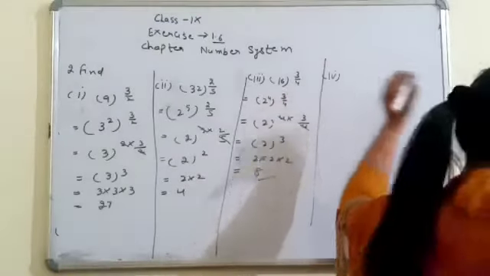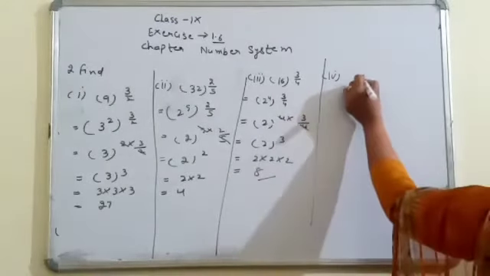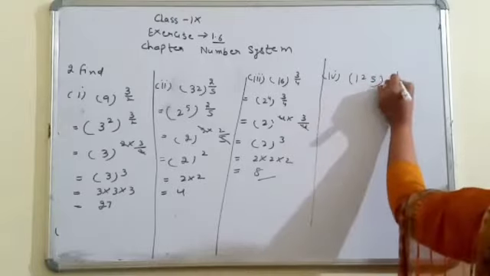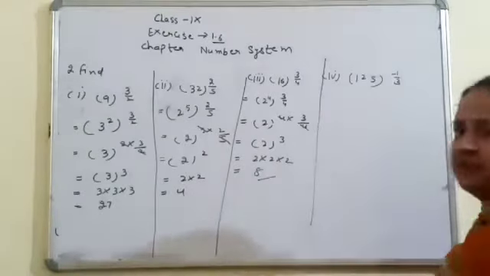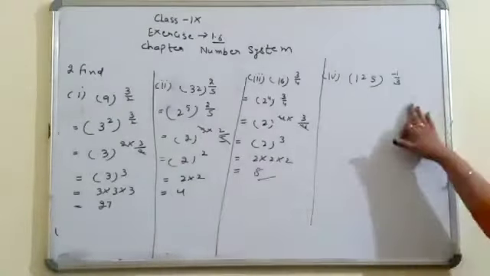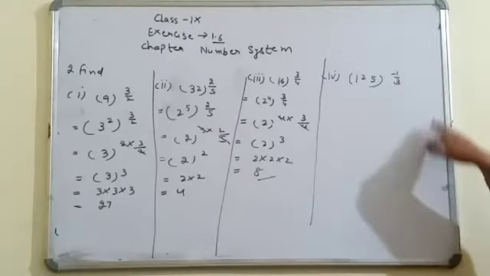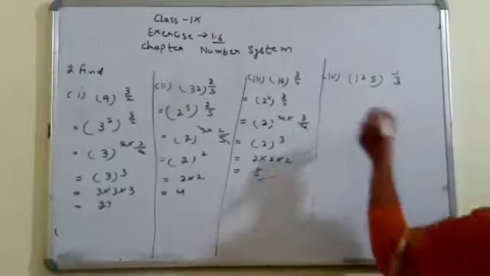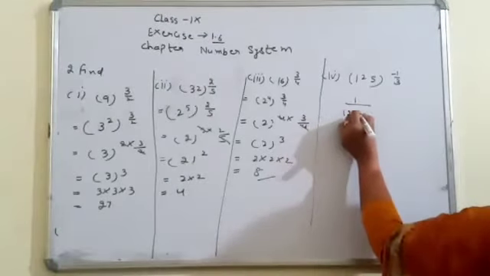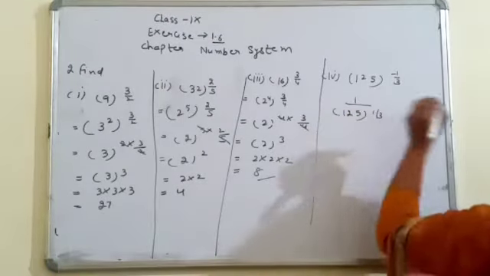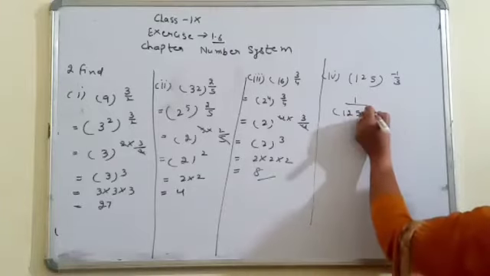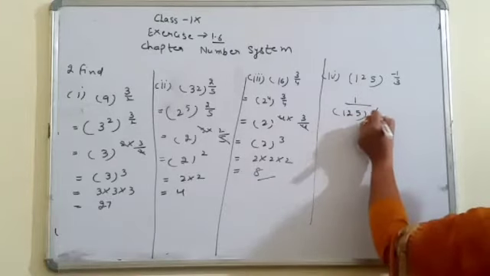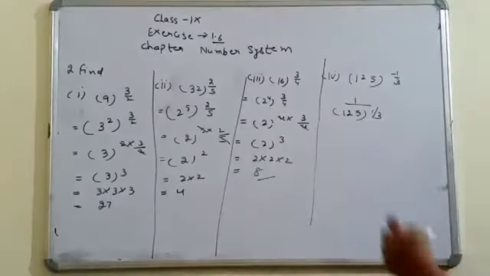Fourth one is 125 inverse 1 by 3, that is 125 raised to power 1 by 3. So simply we will do the reciprocal. Instead of 125 we can write it as 1 upon 125 raised to power 1 by 3, because inverse indicates us to do the reciprocal.